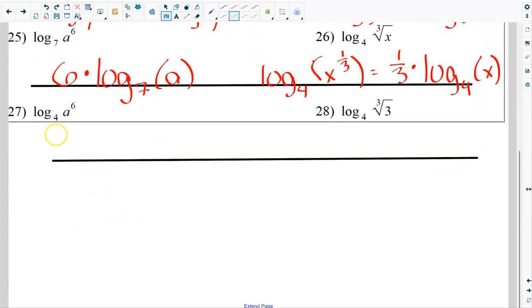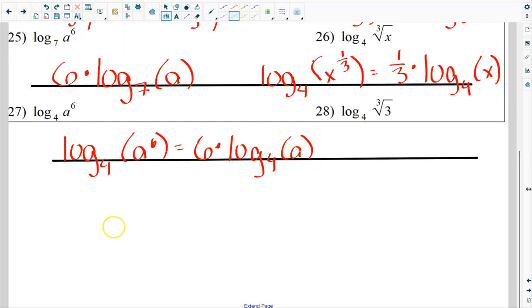And let's jump to 27. We have log base 4 of 8 to the 6. The power property is going to allow us to take that exponent up to the front. 6 times log base 4 of A.